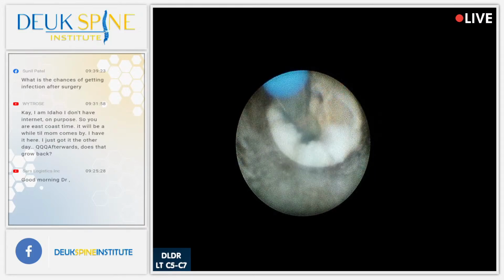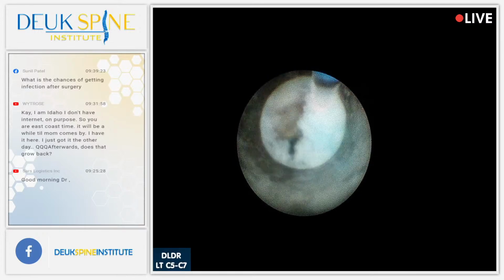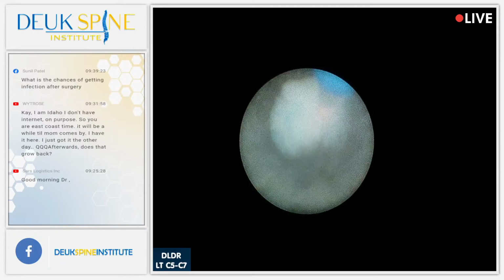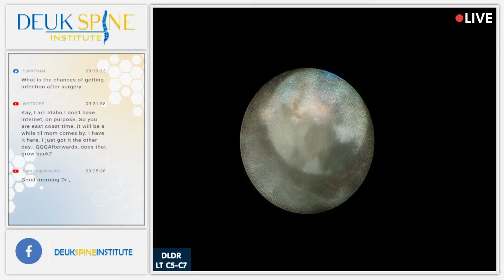So we're removing the herniations, we're freeing up the nerves, we are treating the spinal stenosis. Just 5 minutes, we're done. So the laser is the most important tool. These surgeries cannot be done without it.